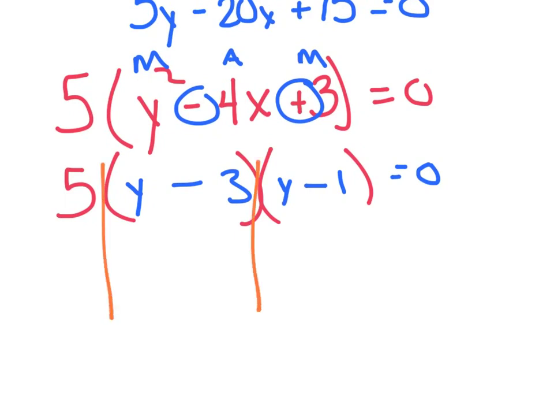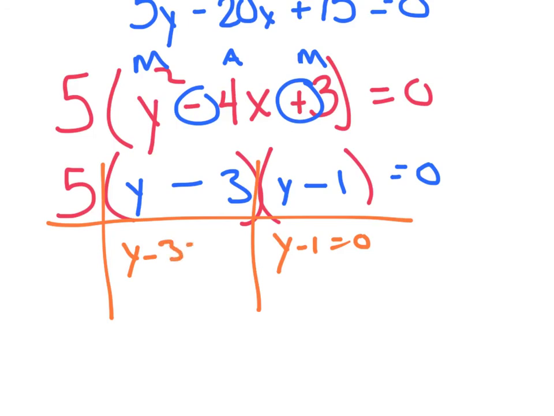Okay, 3 little t's there: y minus 1 equals 0, y minus 3 equals 0, and 5 equals 0. Again, no variable, no solution there. Hopefully we got y equals 3 and y equals 1.